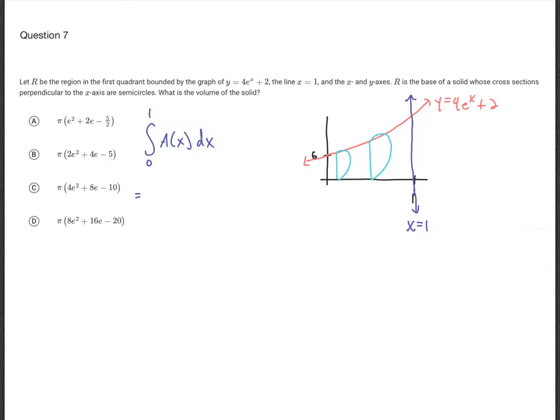Here, I'll do this first in terms of the diameter. Let's say d is the diameter. So to get the area of a cross section, we're going to divide the diameter by 2 to get the radius.